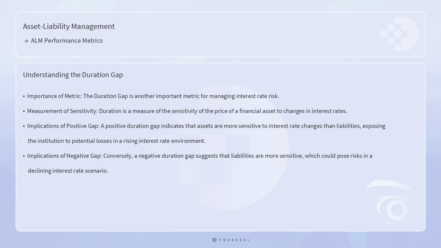Duration is a measure of the sensitivity of the price of a financial asset to changes in interest rates. A positive duration gap indicates that assets are more sensitive to interest rate changes than liabilities, exposing the institution to potential losses in a rising interest rate environment. Conversely, a negative duration gap suggests that liabilities are more sensitive, which could pose risks in a declining interest rate scenario. Managing the duration gap is essential for maintaining a balanced and resilient balance sheet.